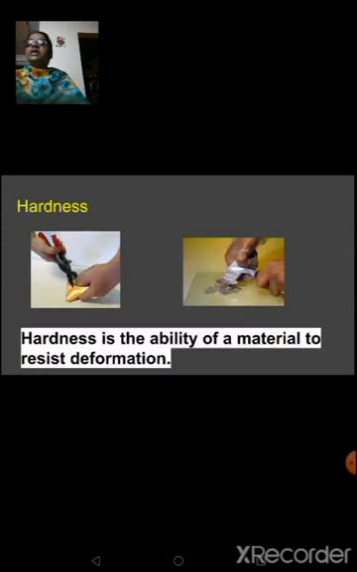Next property is hardness. Hardness is the ability of a material to resist deformation. Underline the words resist deformation. Why? Because it will not undergo a change in its shape that easily. They are hard. That is one of the characteristics or physical properties of metals. I have shown you two pictures. In the first picture, they are cutting a piece of gold. Even a sheet of gold cannot be cut just like that with a knife or something. Only scratches will be made. You have to put in a lot of effort.